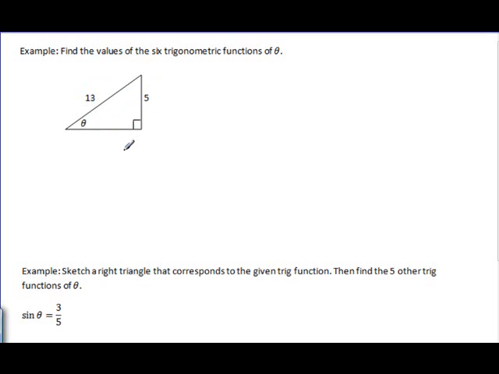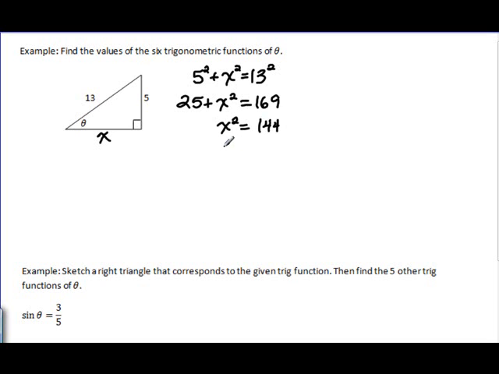But to be able to compute the trig functions, I also need to know the adjacent side. So the very first thing I need to do is find out what the missing side of the triangle is. So we can use the Pythagorean theorem to say that 5 squared plus x squared is equal to 13 squared. So that gives us 25 plus x squared is equal to 169. If I subtract 25 from both sides, I get x squared is equal to 144, and applying the square root gives me that x is 12.